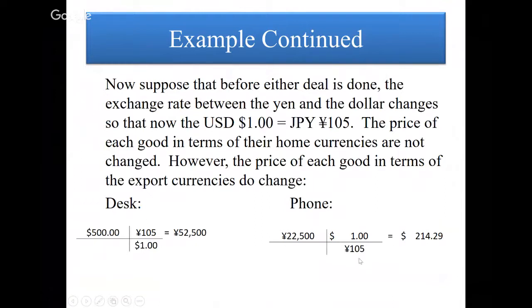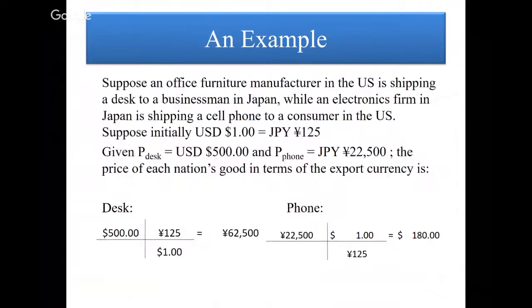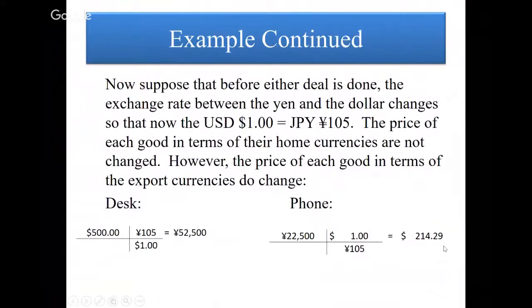22,500 yen divided by 105 yen per dollar leads to a string of decimals, but we round to the nearest penny, and that's $214.29. Because he got busy flaming people and playing Destiny 2, what would have cost him $180 yesterday will cost him $214.29 today. That's a $34.29 increase in the price.